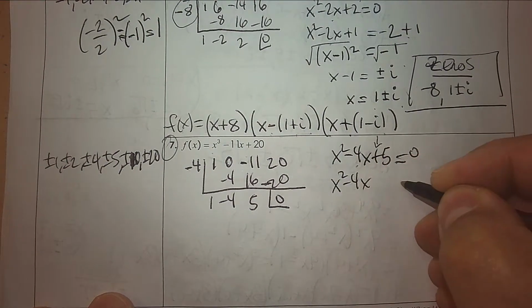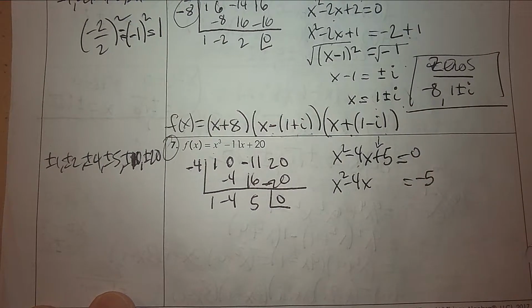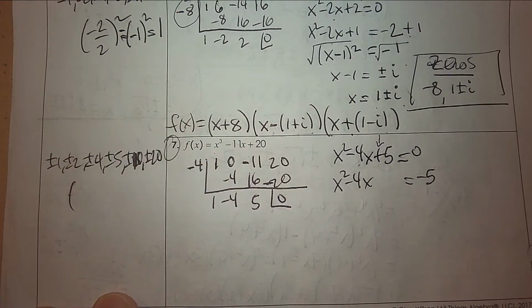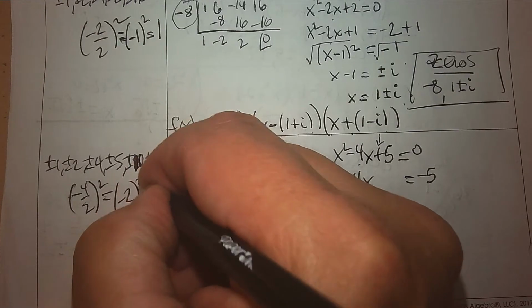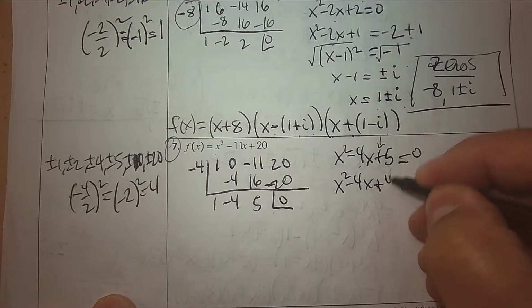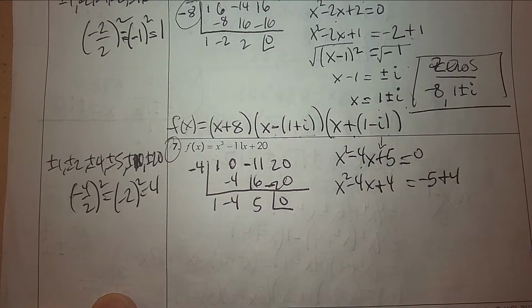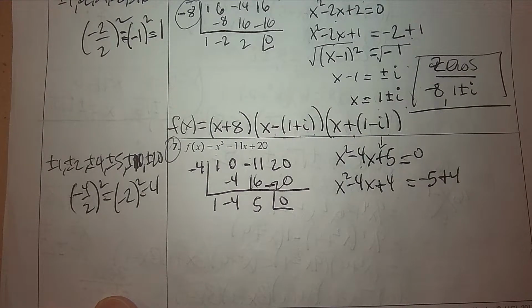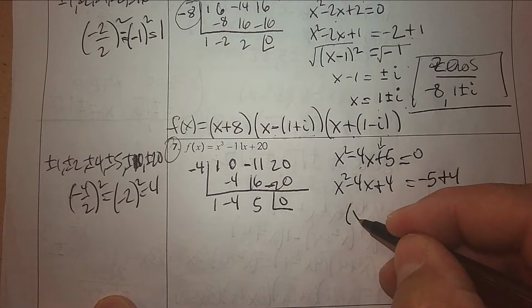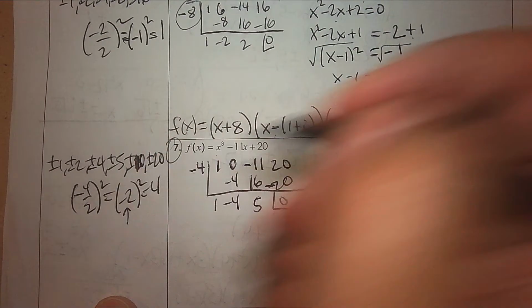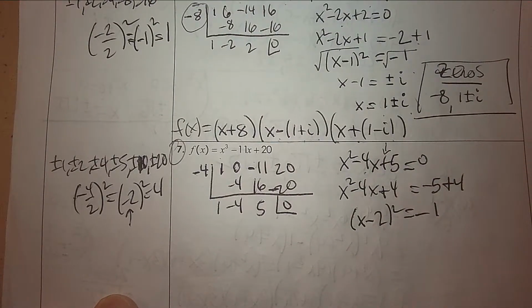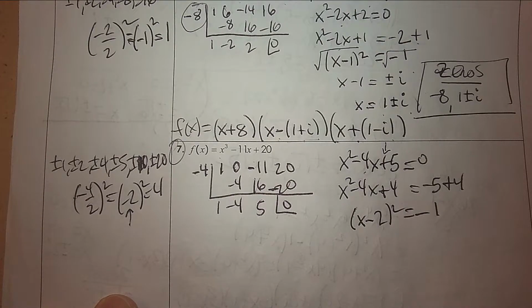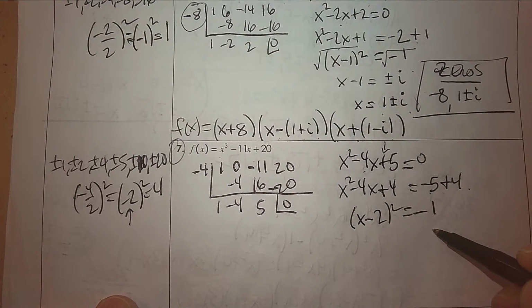So I'm going to subtract 5. I'm going to go negative 4 divided by 2. I'm going to square that answer. And whatever that number is going to be added to both sides. So in this case, I'm going to add 4 to both sides. When I factor the left side, the number to use for factoring is already there, negative 2. And negative 5 plus 4 is negative 1.